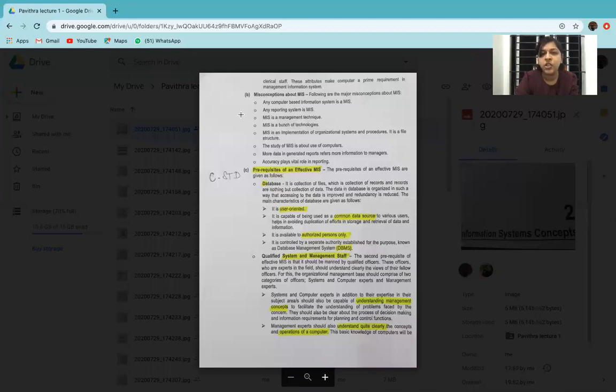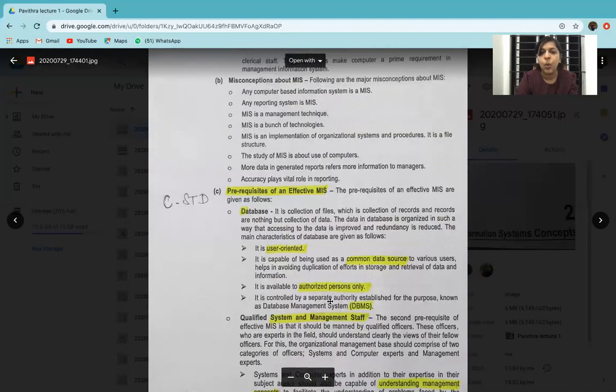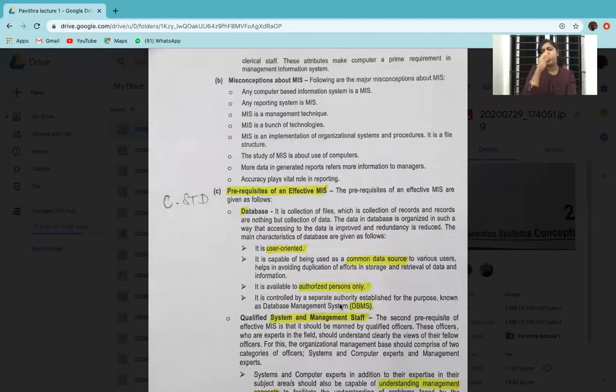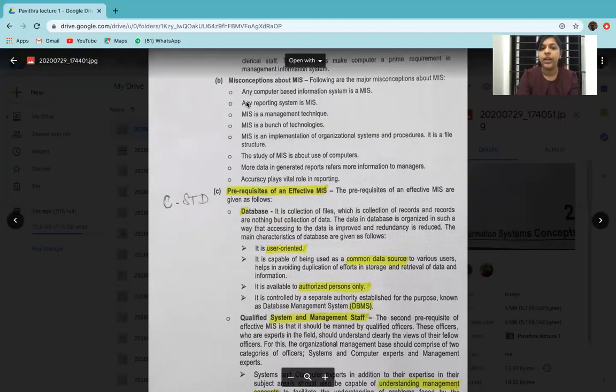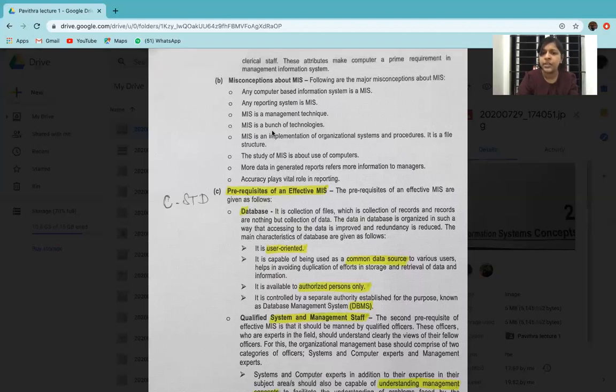Moving on to the next one. What are the misconceptions about MIS? The following are the major misconceptions about MIS. So, what is the wrong notion that everyone usually has about MIS? It is said that any computer-based system is an MIS. Okay, this is going to involve a computer, so this is an MIS now. Any reporting system is an MIS. MIS is only a management technique, or MIS is just a bunch of technologies.